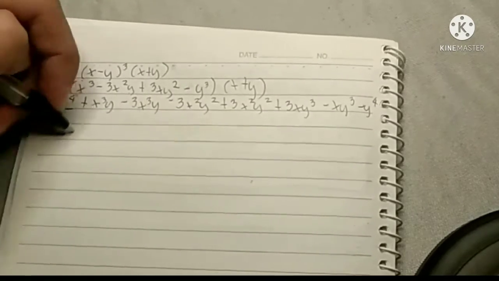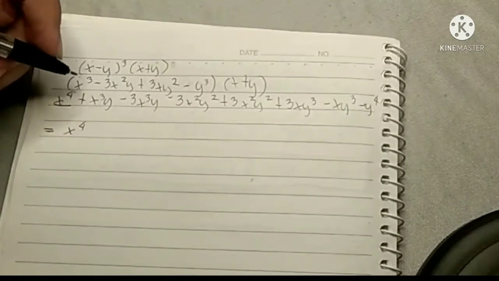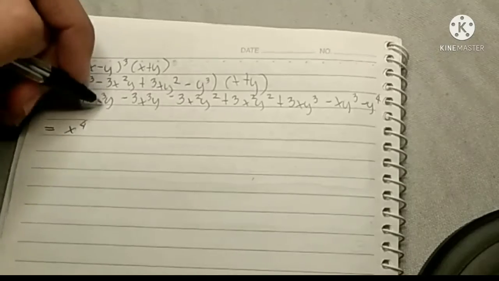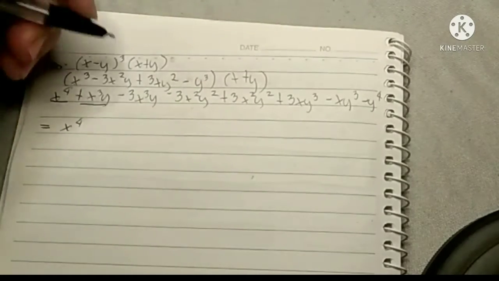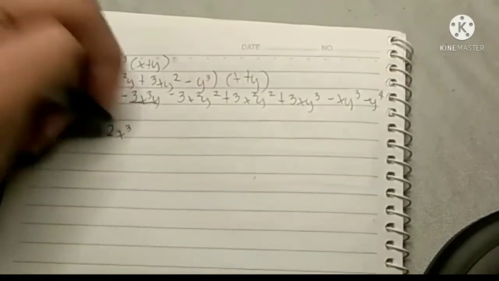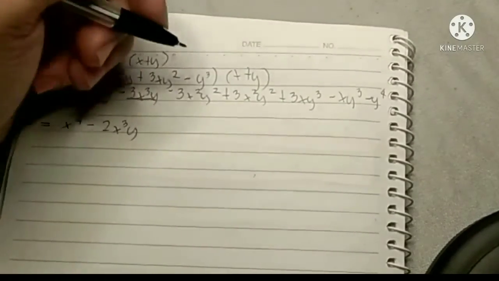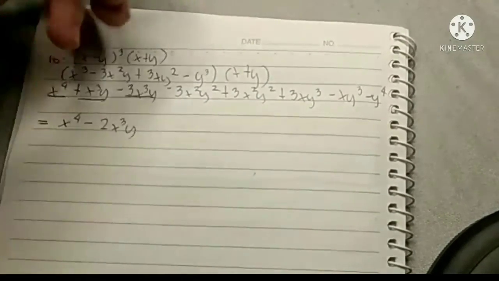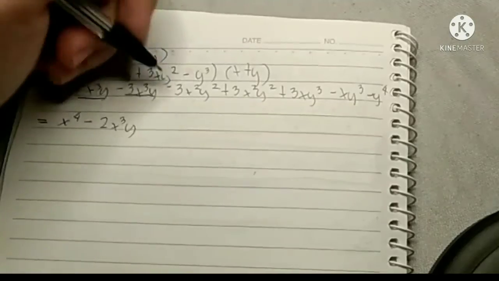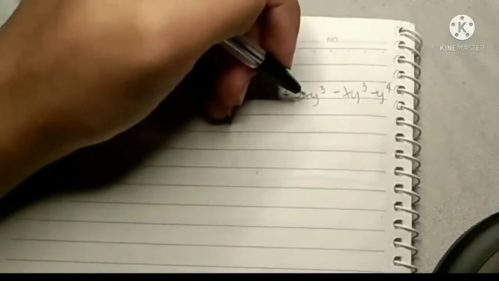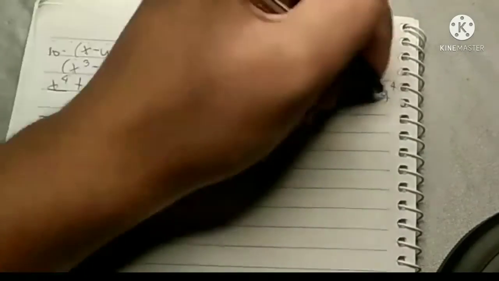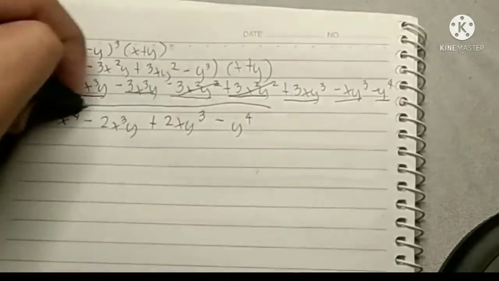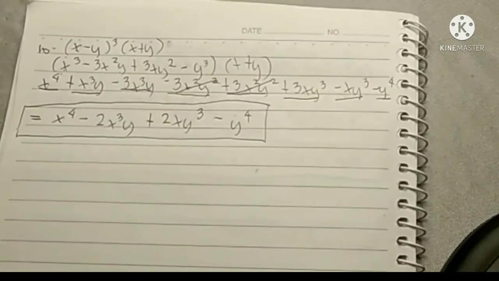Now we can combine like terms to get our final answer. So we have x raised to 4 and our positive x cubed y minus 3x cubed y, and we can get negative 2x cubed y, and we have here negative 3x squared y squared and positive 3x squared y squared, so we can cancel them because they are equivalent to 0. And then we have here 3xy cubed minus xy cubed, and we can get 2xy cubed, and we can copy our negative y raised to 4, and that's our final answer.